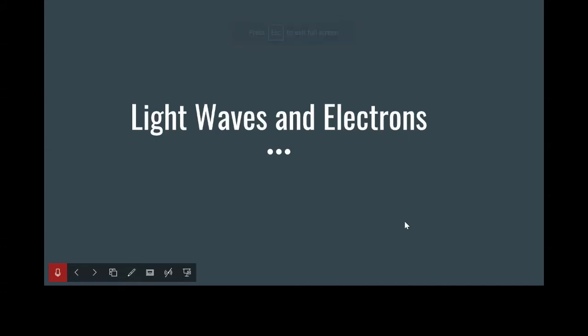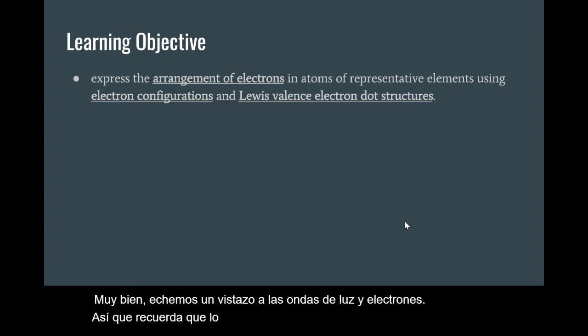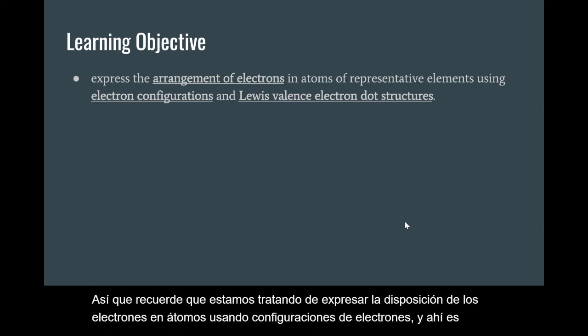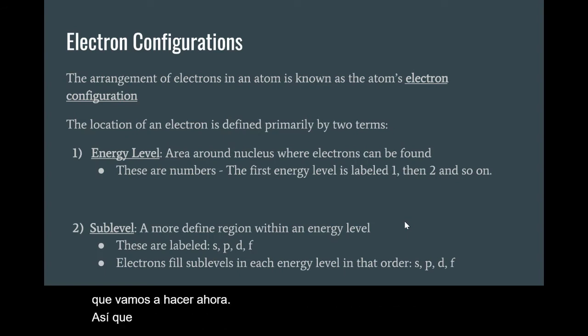All right, let's take a look at light waves and electrons. So remember that we're trying to express the arrangement of electrons in atoms using electron configurations. And that's what we're going to do right now. So the electron configuration is just a label for where all the electrons are in an atom.